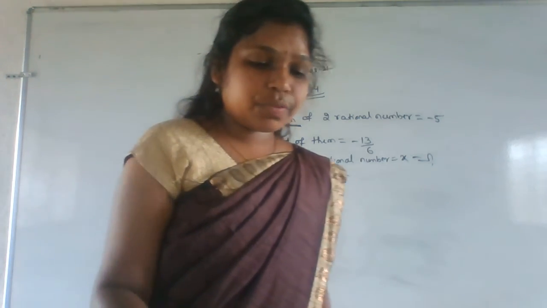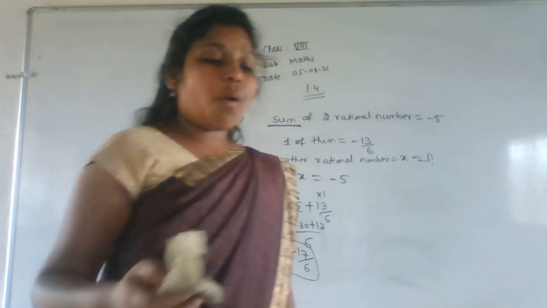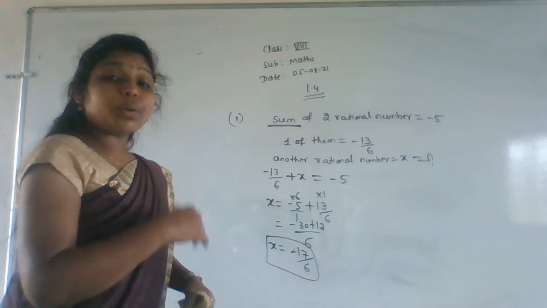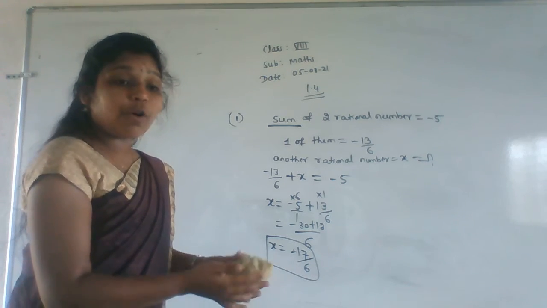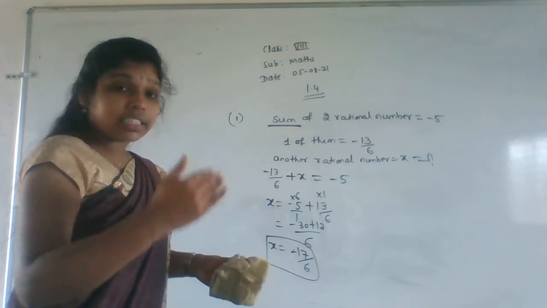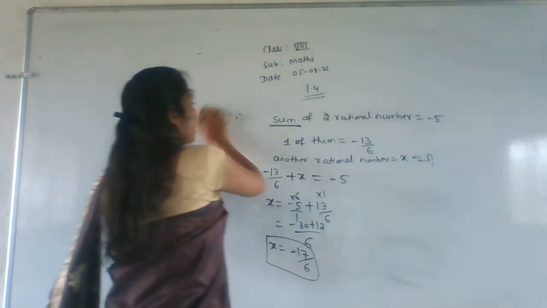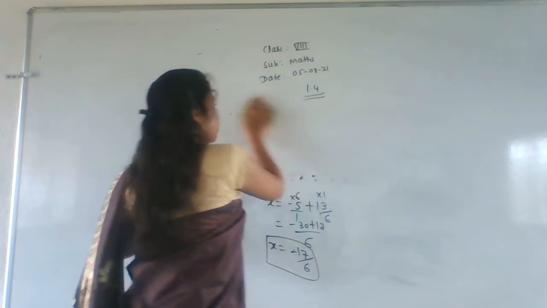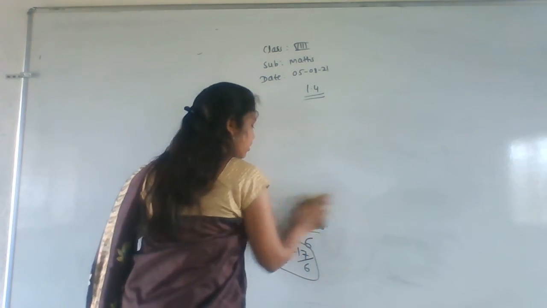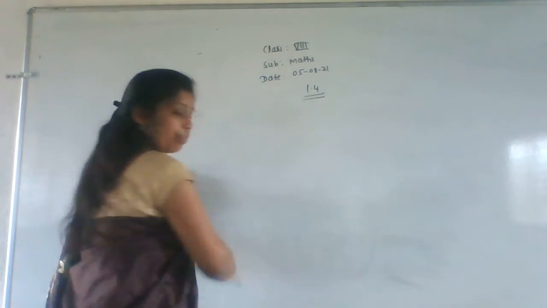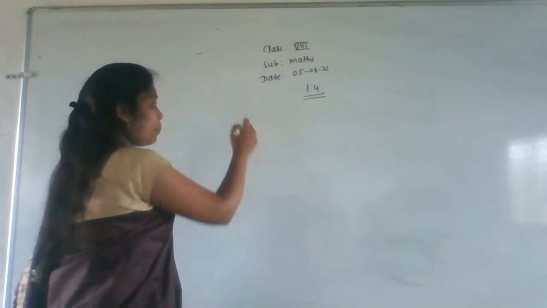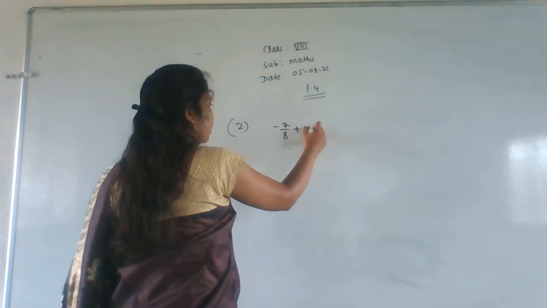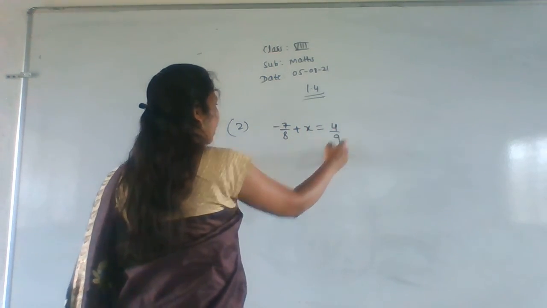Okay. So next is the second one. What should be added to minus 7 by 8 to get 4 by 9? The answer is 4 by 9, and what should we add to minus 7 by 8 for that? Minus 7 by 8 plus x is equal to 4 by 9. That is the meaning of that one.